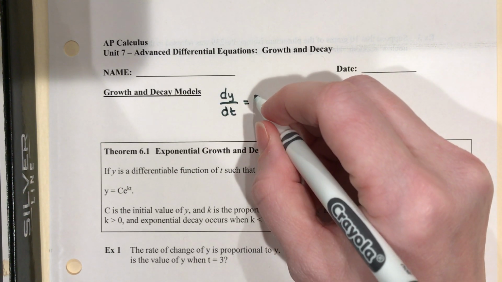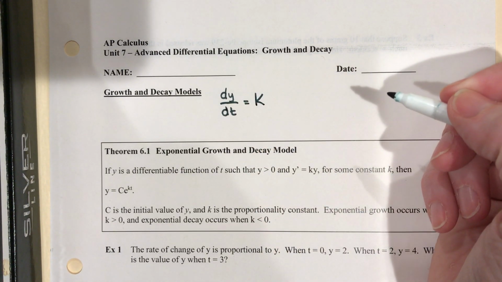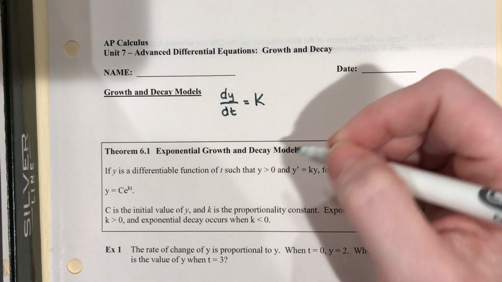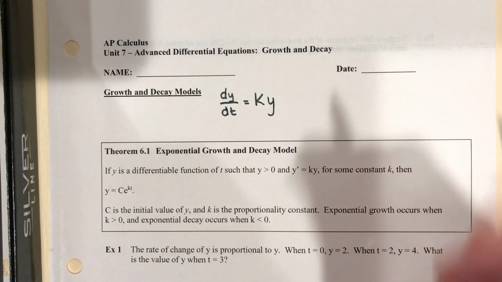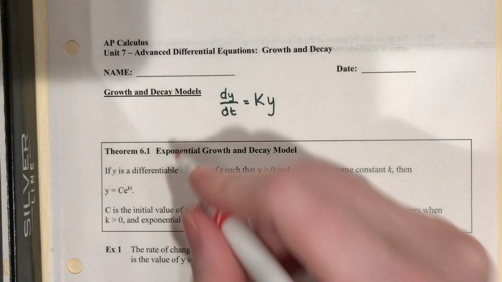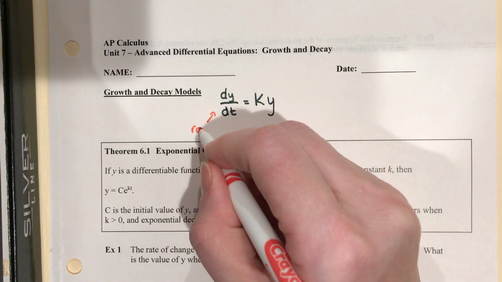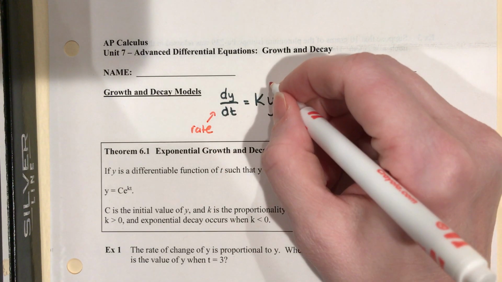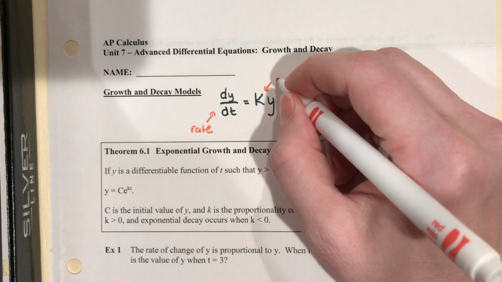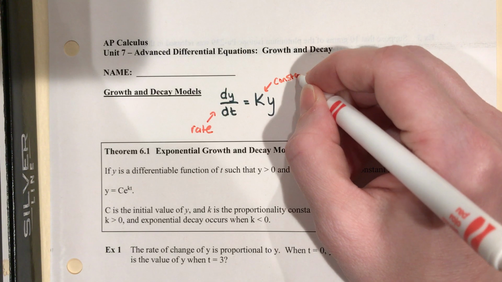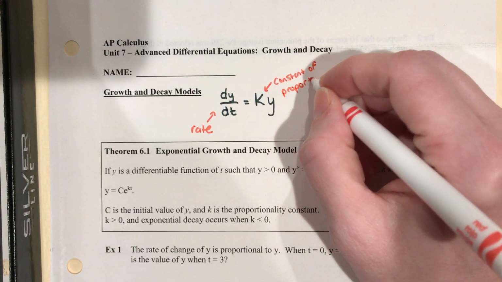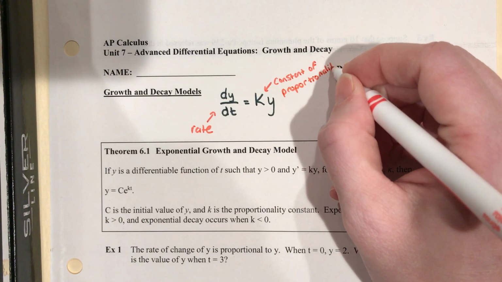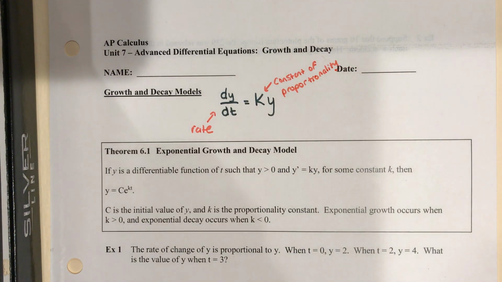So we use the constant k to show that something's proportional. That means you're multiplying by something. And I'm going to use y as my function for this. So I'm just going to do some labeling. This is our rate. And k is our constant of proportionality. And then y is our function again.